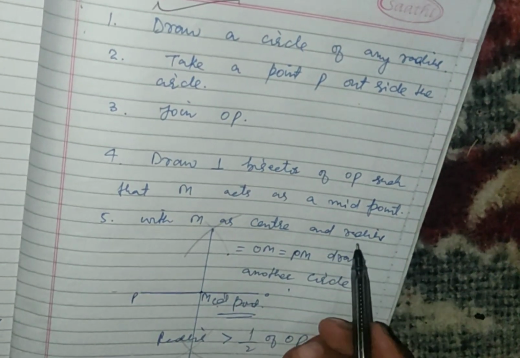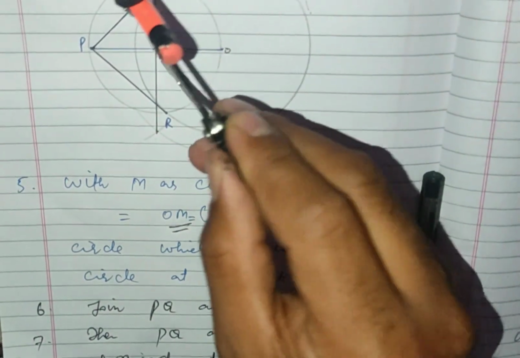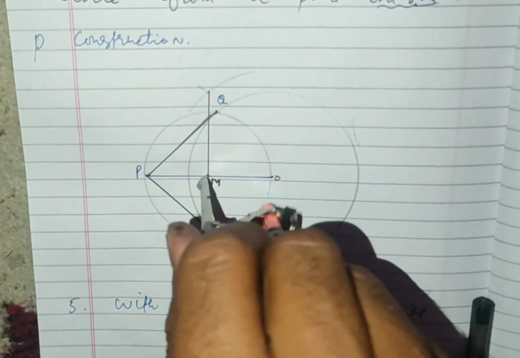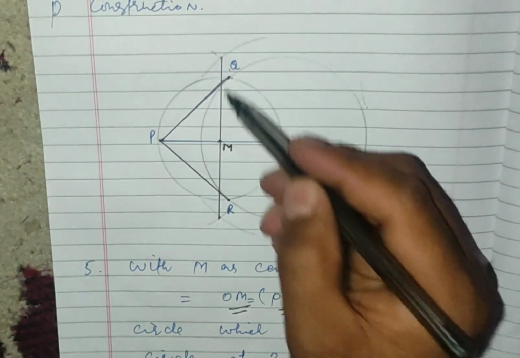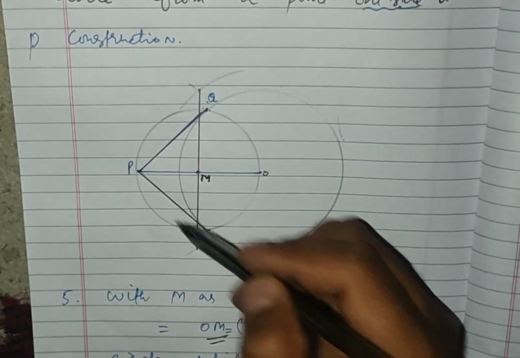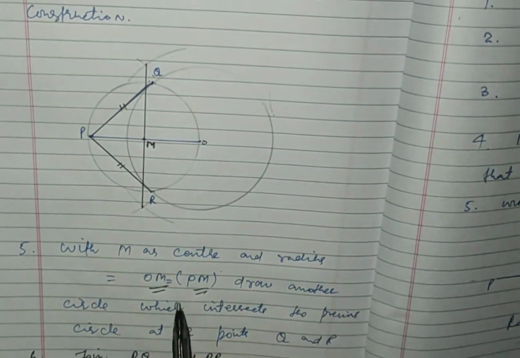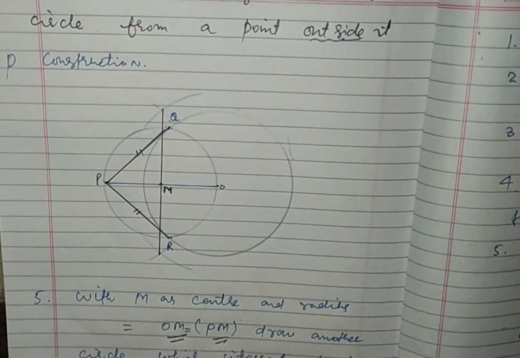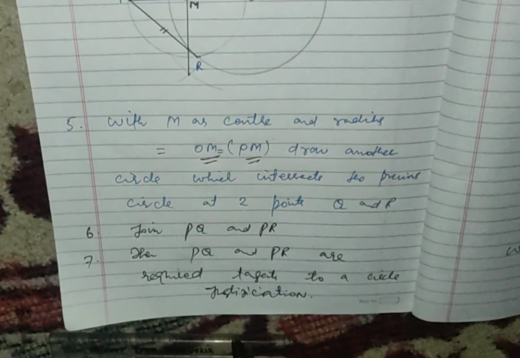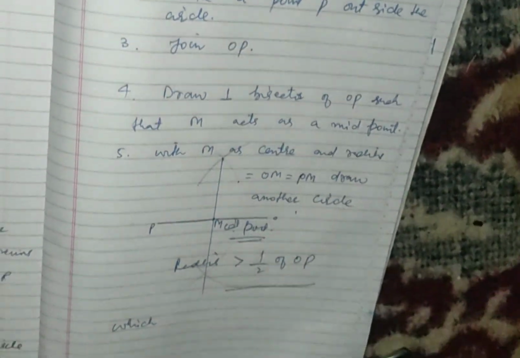Now with M as center and radius equal to OM, which is equal to PM, we will draw another circle like this. This circle touches at two points, Q and R. We joined PQ and PR, so these are the two tangents, and their lengths will be equal. We have to justify this, and the justification I will, inshallah, upload in the next video. Hope you got this question. If you have any confusion, you can simply comment in the comment section and I will, inshallah, recapitulate that.